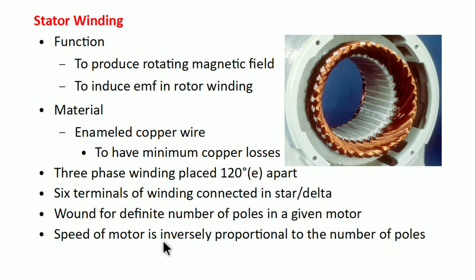The speed of the motor is inversely proportional to the number of poles. That is, the more the number of poles, the lesser will be the speed, and the fewer the number of poles, the more will be the speed. So maximum speed will be obtained by having a 2-pole motor.